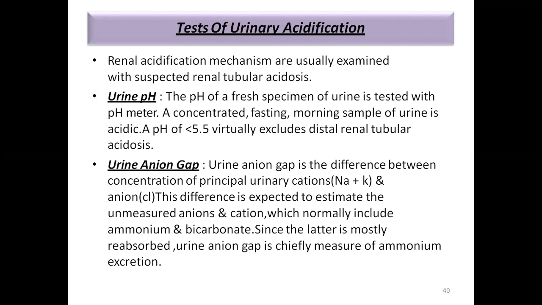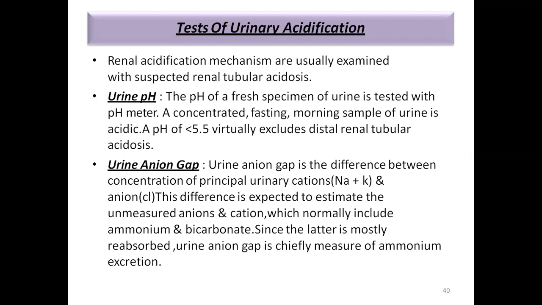We can also go for the urine anion gap. That is the difference between the concentration of the principal urinary cations, like sodium and potassium, and the anion chloride. So we'll measure the concentration of sodium and potassium, and also the concentration of chloride, and we'll see what the difference between their concentrations is.